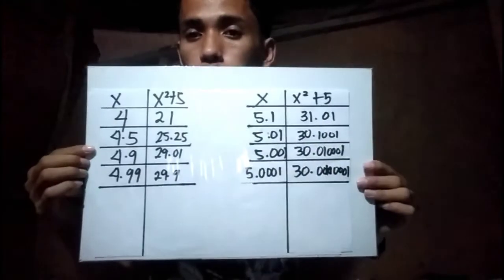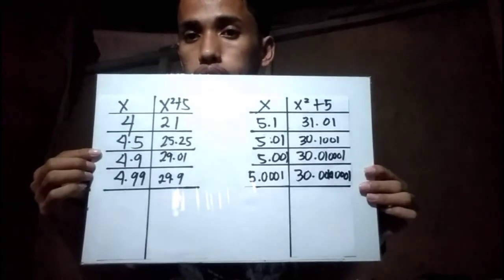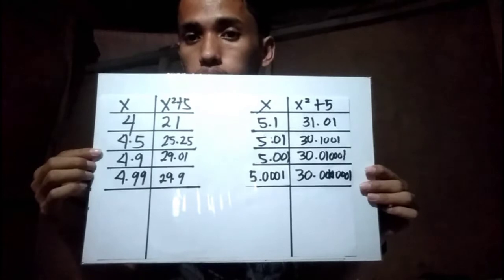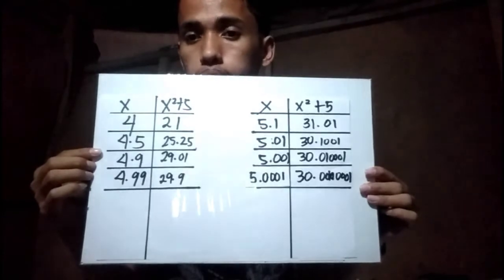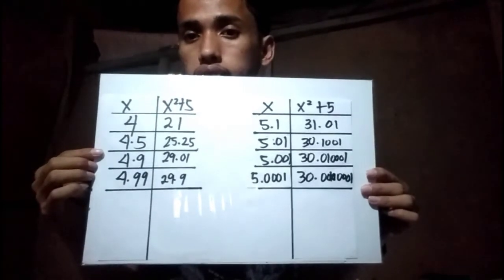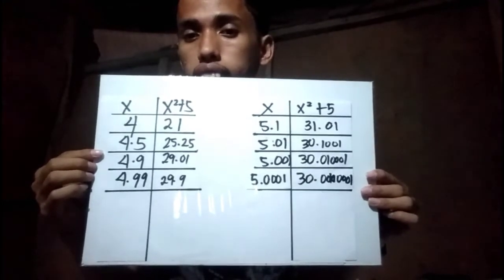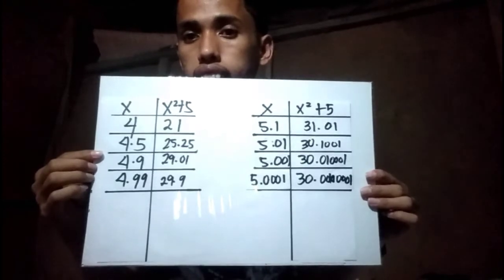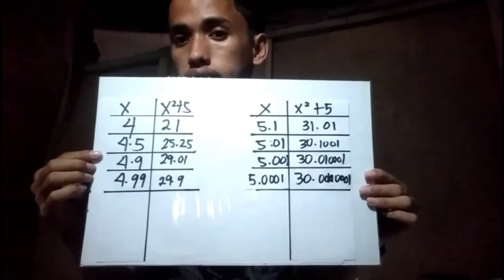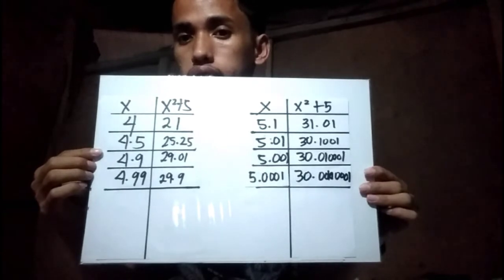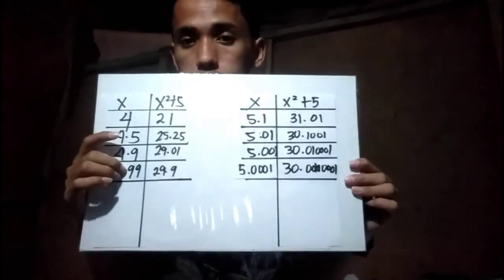When the value of x is 4, then our value would be 21. And when the value of x is 4.5, it would be 25.25. When our value of x is 4.9, you can see that it would be 29.01. Then, when it becomes 4.99, it would be 29.9, approaching the number 30.